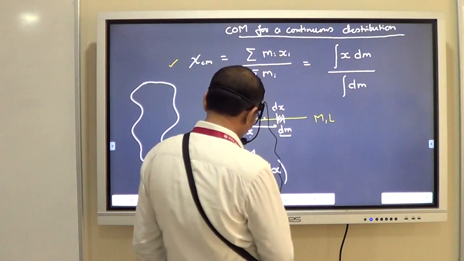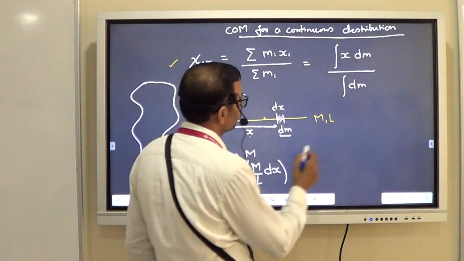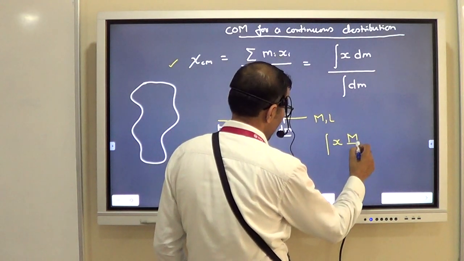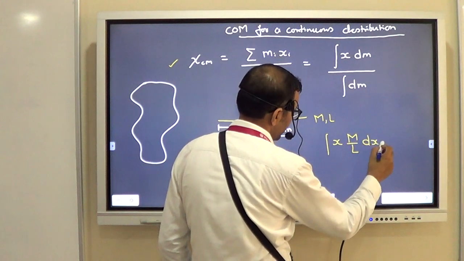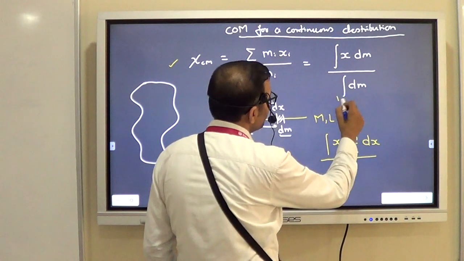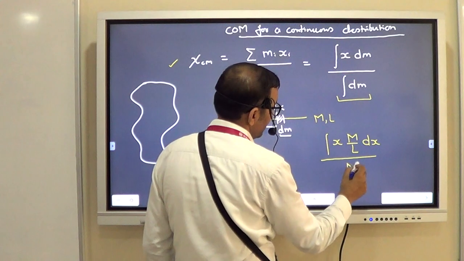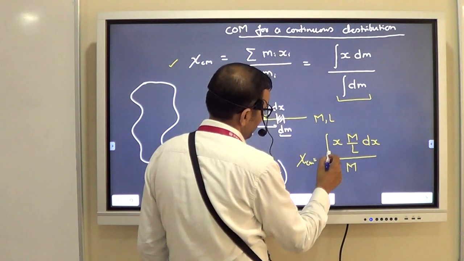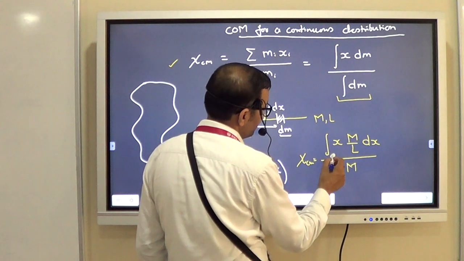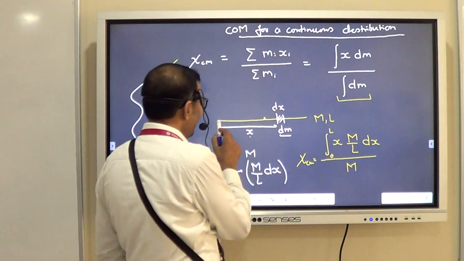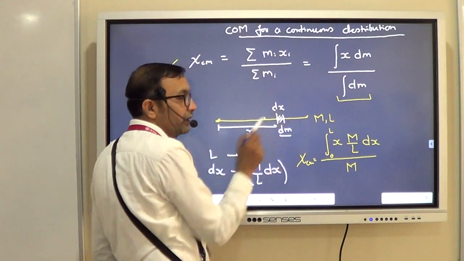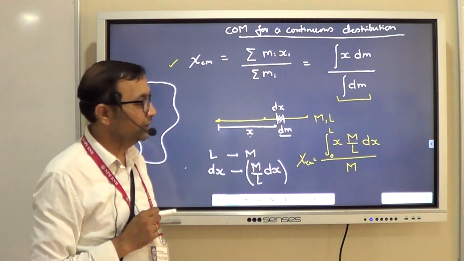So integral of x dm will become integral of x into m by l into dx, divided by integral dm, which is the total mass m only. So this is my x center of mass. My limits of integral will be from 0 to L. X is going from here to here. The masses are distributed starting from here till there.